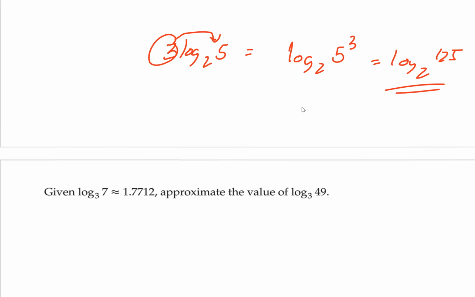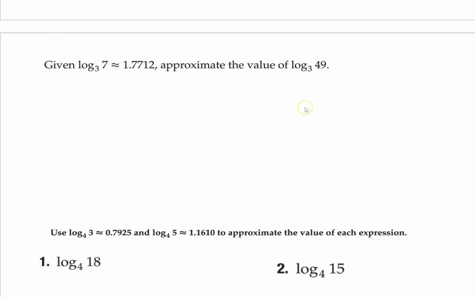Okay, now let's put those rules into action. So let's look at this first one here. It's a question that the book likes to ask. Given log base 3 of 7 is 1.7712. So what they're saying is that, hey, you could use this. This is what we have. Approximate the value of log base 3 of 49.